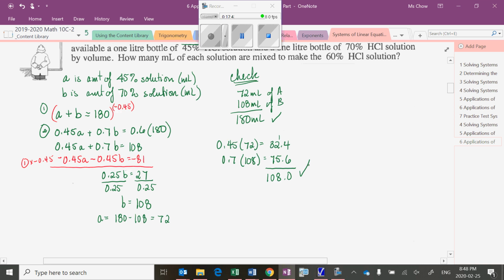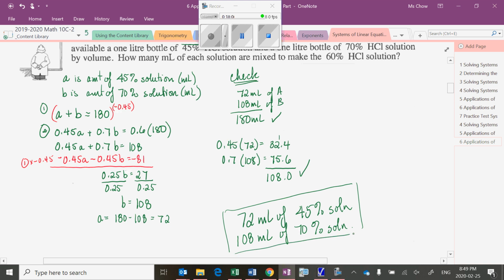So how many milliliters of each solution? It is 72 milliliters of the 45% solution, and 108 milliliters of the 70% solution. And there's your answer. Great.